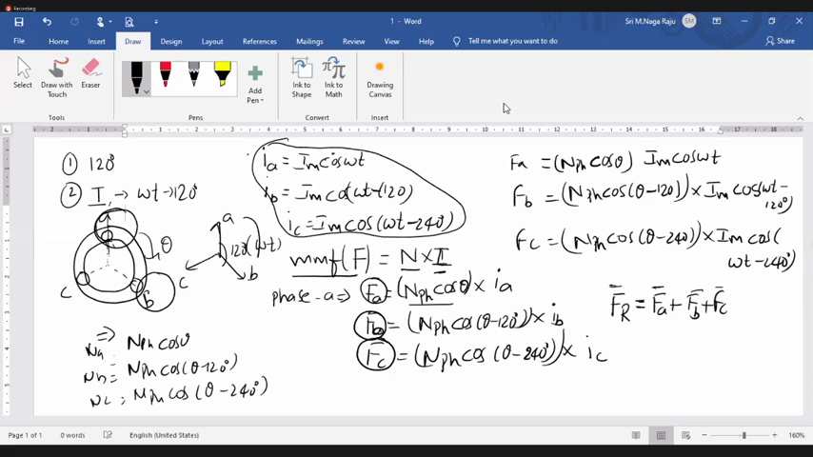Now we know MMF, capital F, equals number of turns into current. Therefore, write down FA equal to N phase cos theta into I maximum cos omega t, directly you can write this one, and FB and FC. You can note it down.